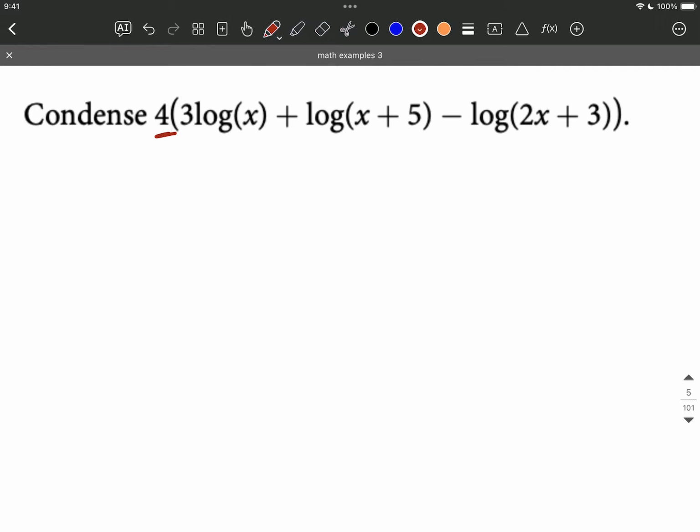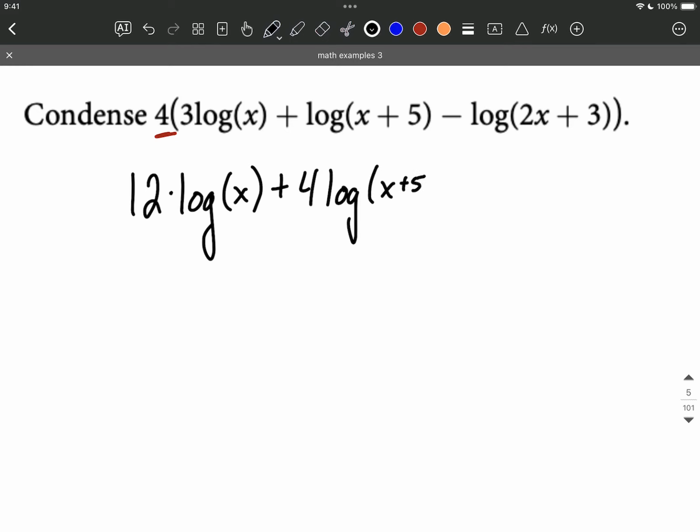So take 4 times 3 log of x. Well, it's going to be 4 times 3 is going to make a 12 out in front times log of x. All right, but that 4 also needs to be multiplied by each of these other logs as well. So it's going to be plus 4 times log of x plus 5. And then 4 multiplied by that last one is going to go 4 out in front times log of 2x plus 3. Okay, so an extra little step there at the beginning to distribute the 4.